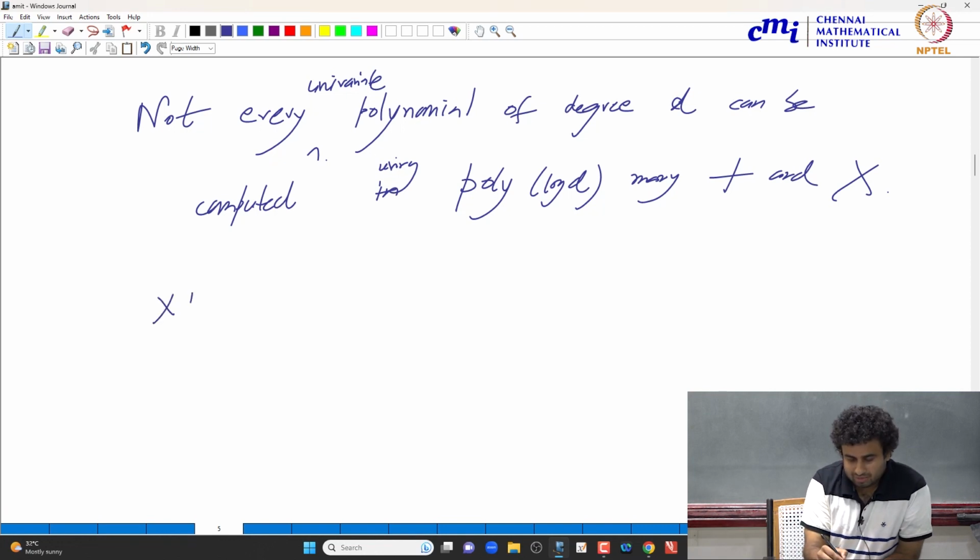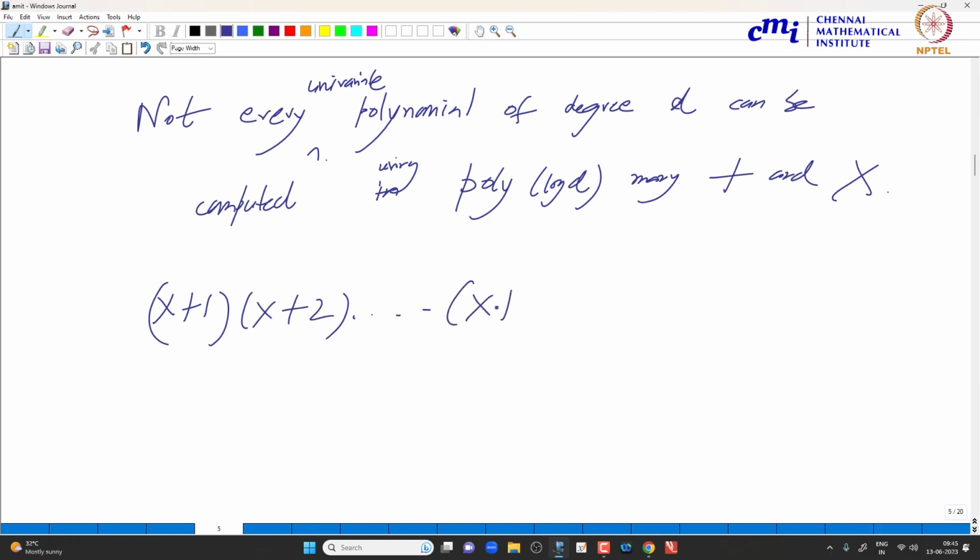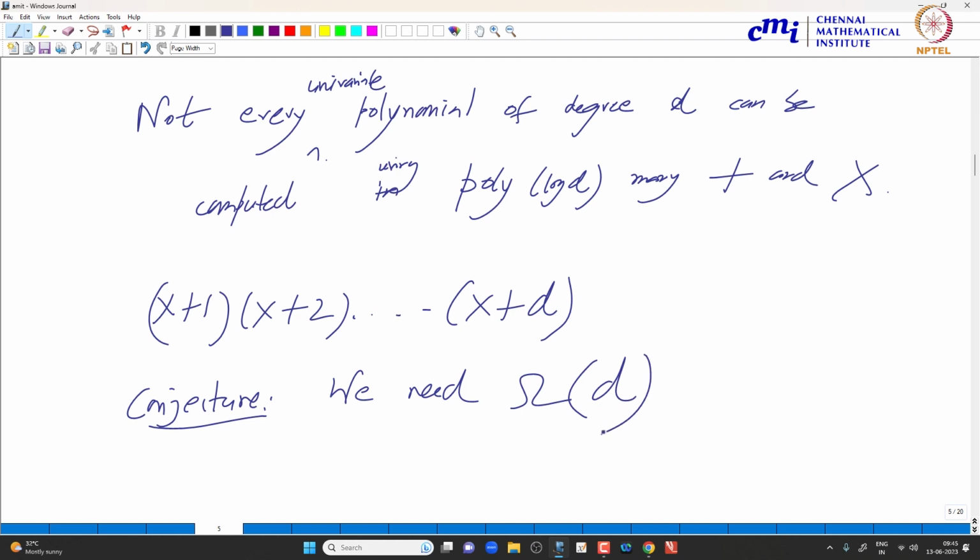So for example, let me give you this polynomial: x plus 1 times x plus 2 times up to x plus d. How many additions and multiplications do you need to compute this? For this, the conjecture is you need big omega of d many additions and multiplications. Big omega means you need at least of the order of d many. You know about the big O and big omega notation. Lower bound.